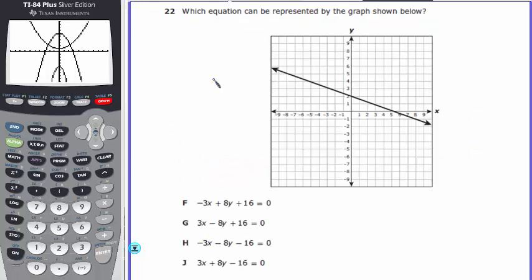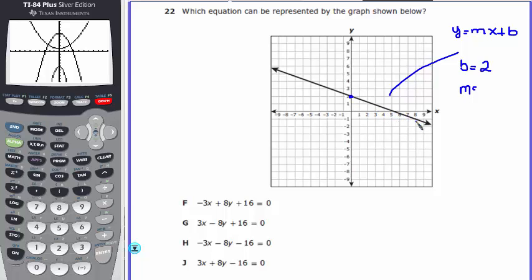The next question says, which equation can be represented by the graph shown below? Anytime I see a straight line, I want to think about y equals mx plus b. As I look at this problem, I see that my y-intercept, my b, is going to be positive 2, and my m, remember, is slope. So I need to find 2 good points on the line.